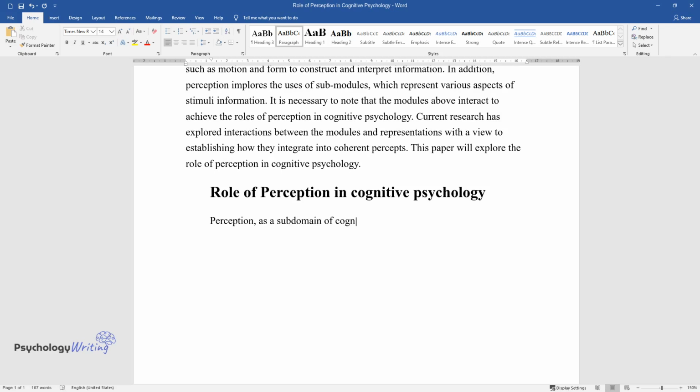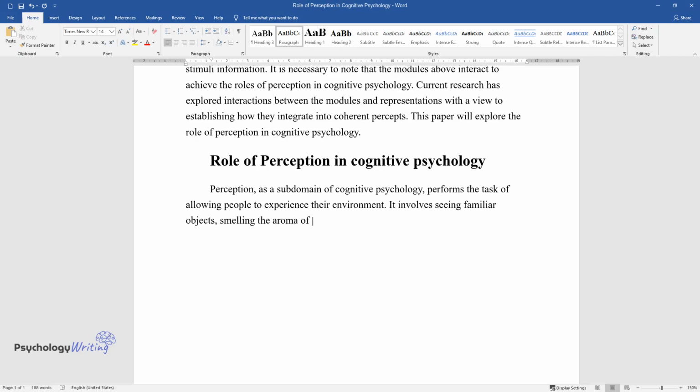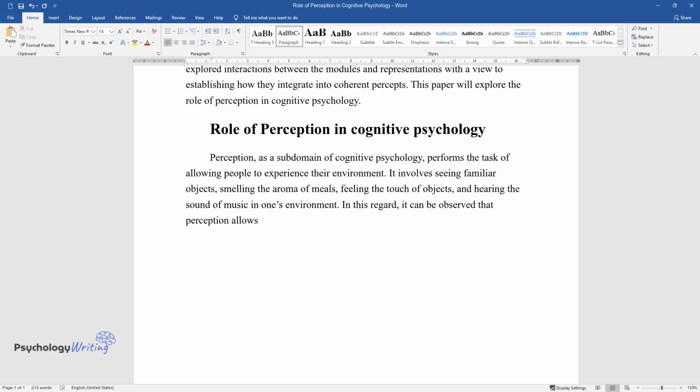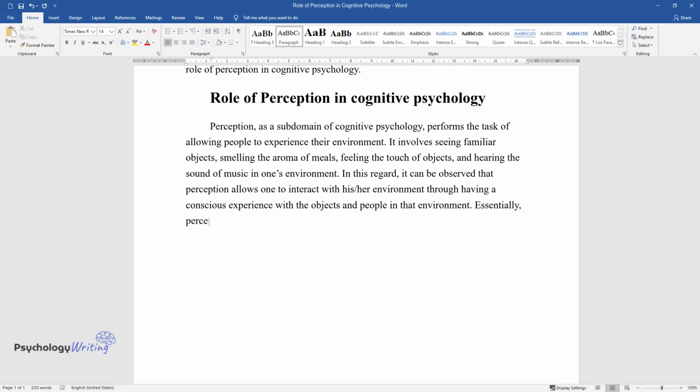Perception, as a subdomain of cognitive psychology, performs the task of allowing people to experience their environment. It involves seeing familiar objects, smelling the aroma of meals, feeling the touch of objects, and hearing the sound of music in one's environment. In this regard, perception allows one to interact with his/her environment through having a conscious experience with the objects and people in that environment. Essentially, perception performs the role of enabling one to have a conscious interaction with his/her environment.